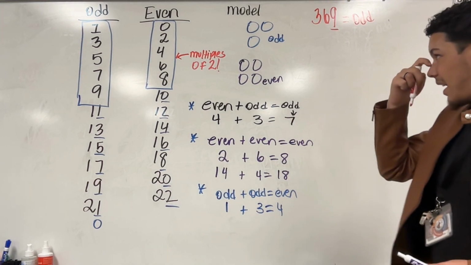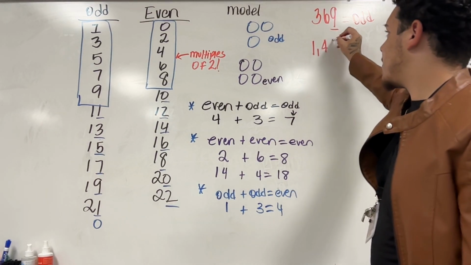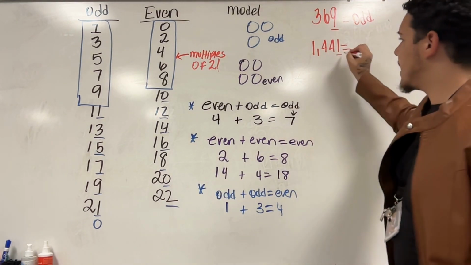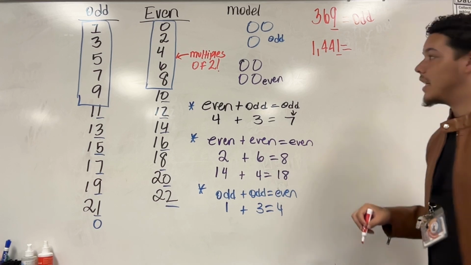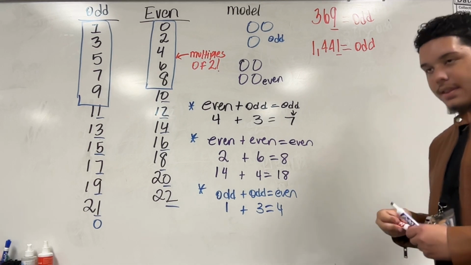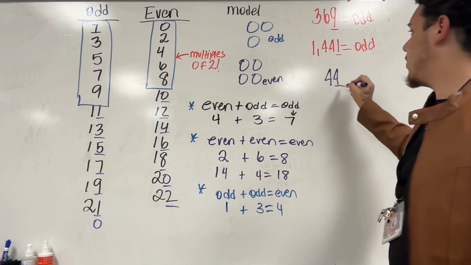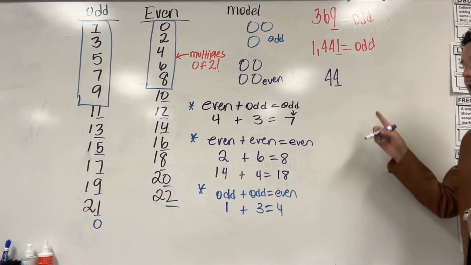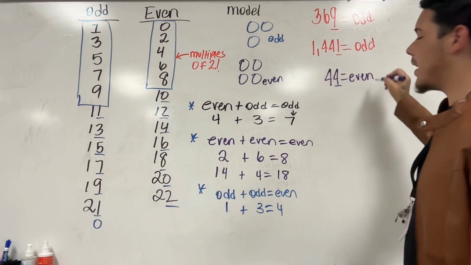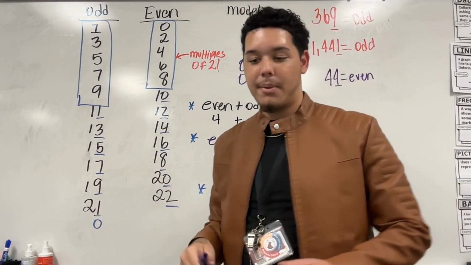Let's try another number. I'm going to use a bigger number. Let's say 1,441. Look at your digit in the ones place once again. Is the digit in the ones place odd or even? The digit is odd. Okay? Let's take a look at this last number here: 44. Look at the digit in the ones place. Is the digit odd or even? It's even. You can do an even number with 44. That means everybody has somebody that they're sharing with.